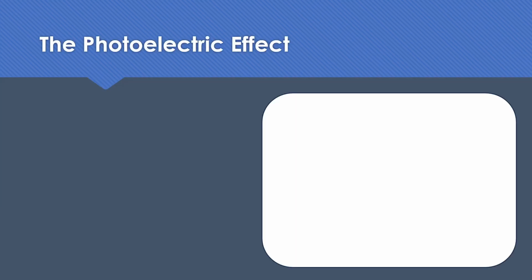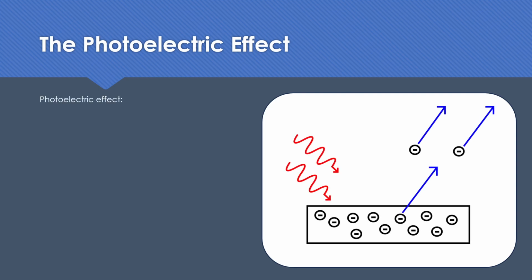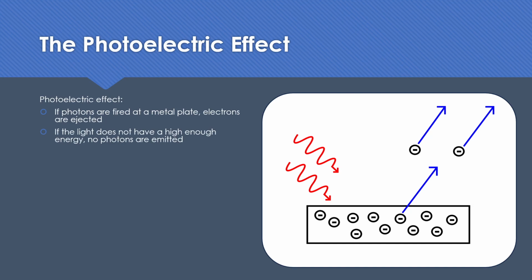Well, through an experiment over a phenomenon called the photoelectric effect. So basically, what you do is you take a block of metal, which has a lot of free electrons, and you shoot light at it, and it shoots electrons out. Okay, so you fire photons at a metal plate, and it ejects electrons. You can detect those electrons being ejected. The problem is, if the light doesn't have high enough energy, no electrons are emitted.